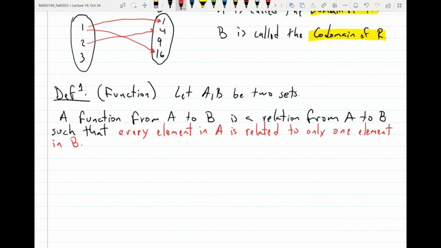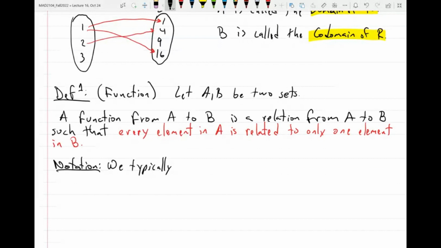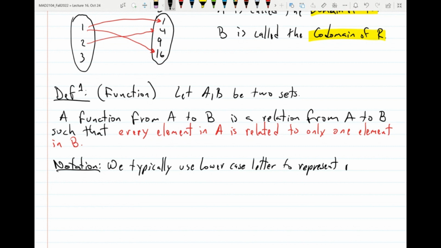Now let's write it with our fancy symbols from logic and so on. So, notation. We typically use lowercase letters for functions, and the typical letters are F, G, H. Then if you need to work with more than 3 functions, you start introducing other letters. I say typically because nobody stops you from using other letters, lowercase and capital letters and so on. So we typically use lowercase letters to represent functions, and the typical ones are F, G, H, and so on. These are the ones that we try to use first.